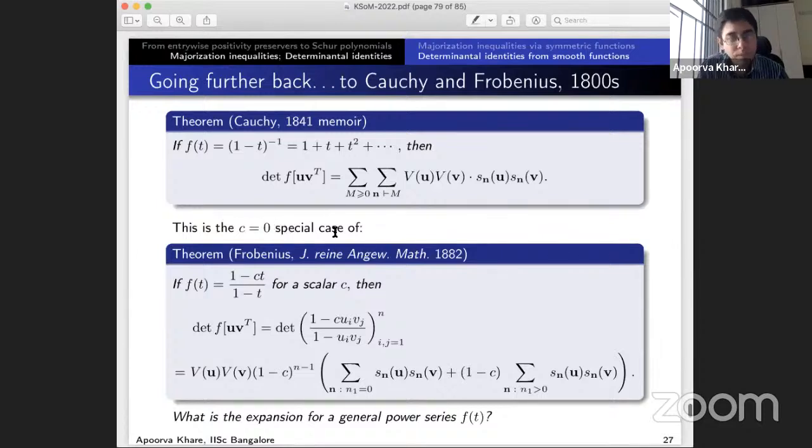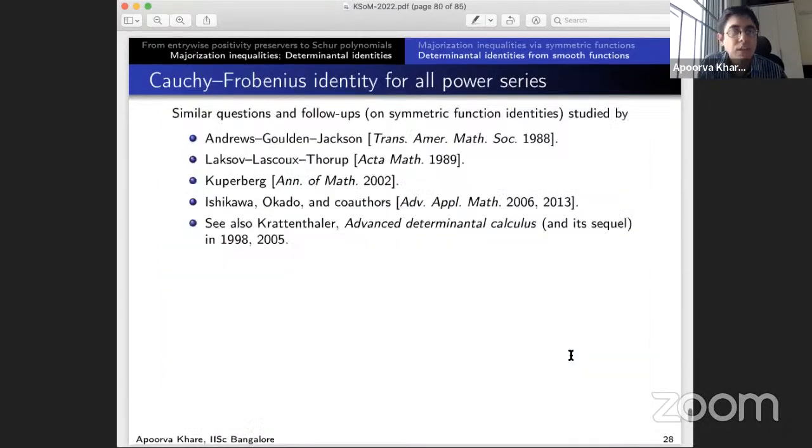And that turns out to be a special case of a calculation by Frobenius in the 1880s, also still 1800s, where he looked at a sum of two geometric series, 1 over 1 minus t, minus ct over 1 minus t. And then he got something very similar looking. So of course, it's natural to ask, can you do something more general? What about other power series? And similar questions have been followed up by many people over the last few decades.